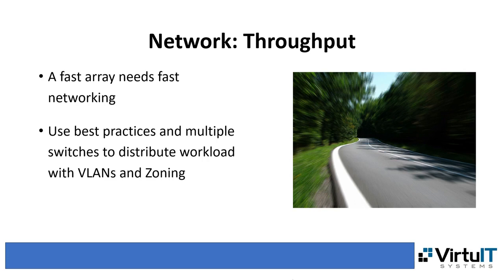A fast array needs fast networking. Use these best practices to create the appropriate VLANs and zoning rules, so that way if you lost a connection somewhere because a port died somewhere or an interface card died somewhere, the availability of the system would continue to run and you'd have sufficient bandwidth to be able to serve those applications. It's actually one of the least expensive parts of, and one of the simplest parts of any storage solution, but unfortunately I think it gets overlooked a little bit. So please don't leave this out of your planning discussion.